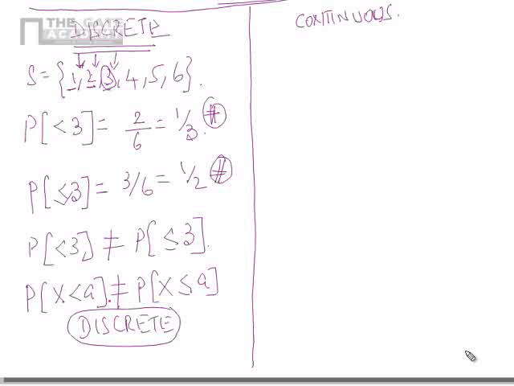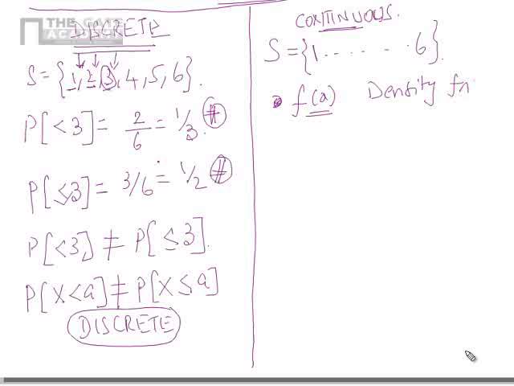Okay. Now, let us say the same thing in the continuous case. I have a sample space. I have all the numbers listed from 1 to 6 in a continuous sense. That means I will have 1.1, 1.001, 1.00001. Everything will be listed between 1 and 6. Correct? Now let me say that f of x is the associated density function. Now, what will be the probability that x is less than 3, and the probability that x is less than or equal to 3?